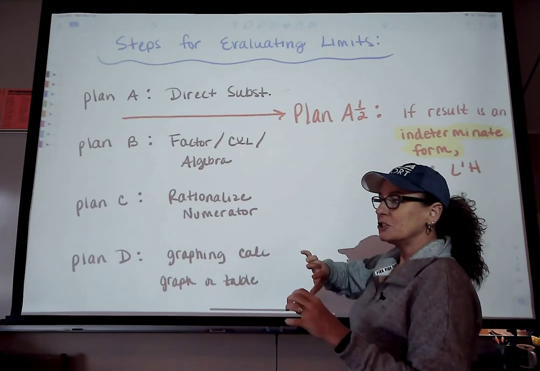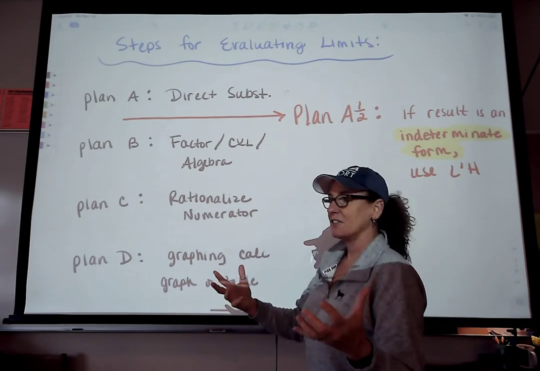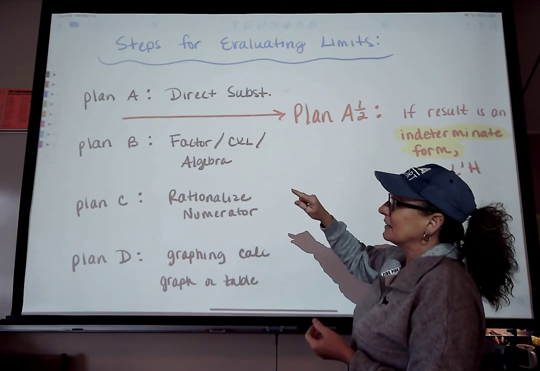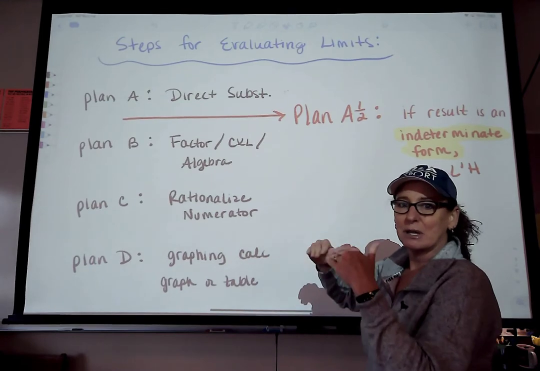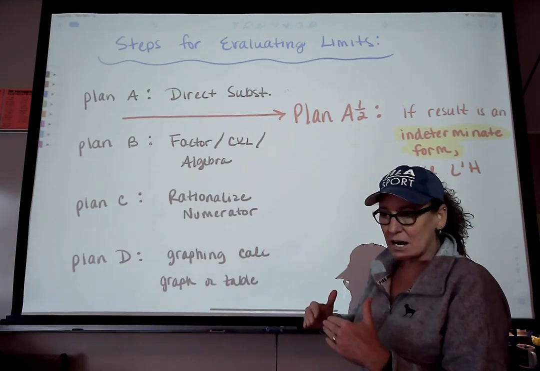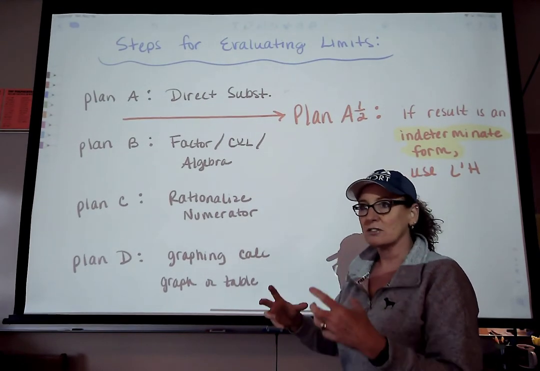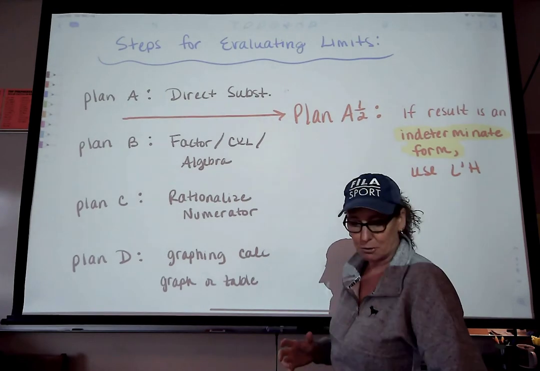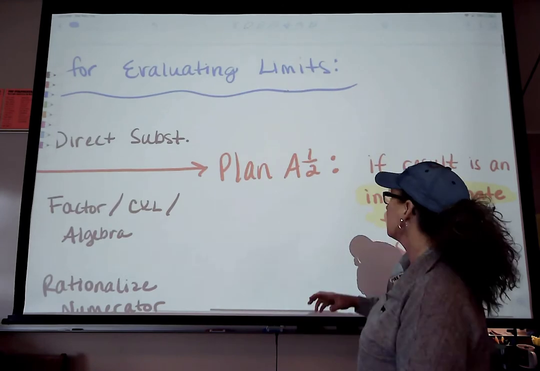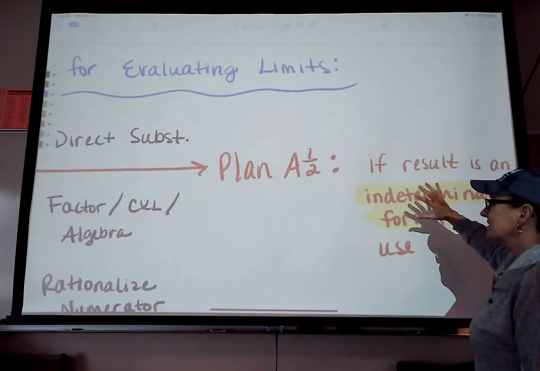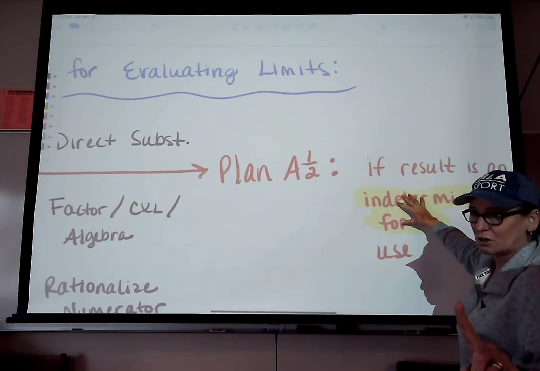So now that you are like experts at derivatives and things like that, I can show you a plan. I call it A and a half because it's really between plan A and plan B. But it only works when you get something called an indeterminate form. So we're going to use direct substitution. We're going to sub in our number. And if what we get is an indeterminate form, I'll show you what those are in just a minute.